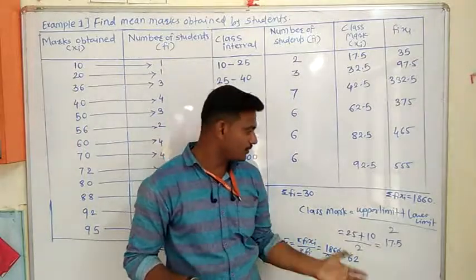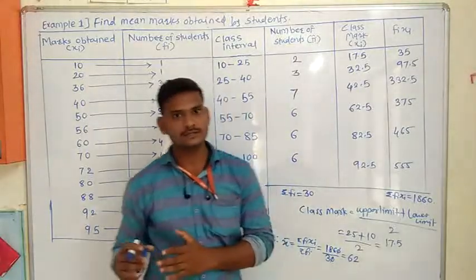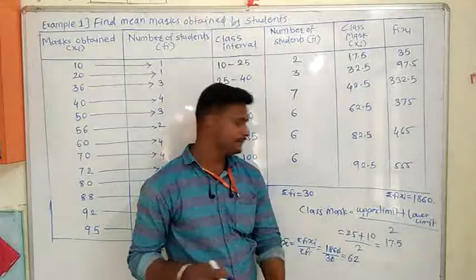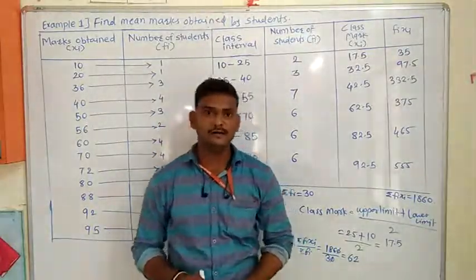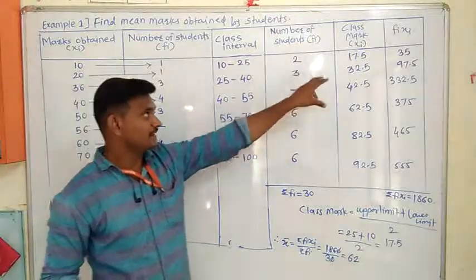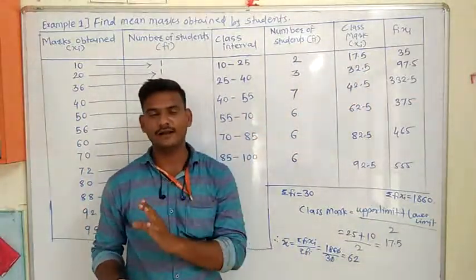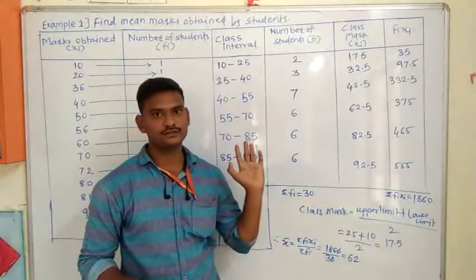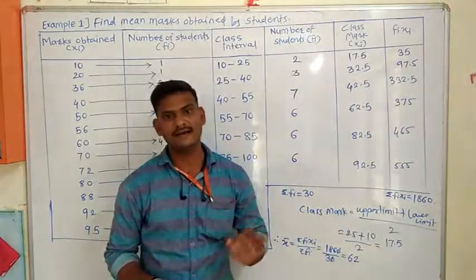And there is one more method, the assumed mean method. That method we will learn in tomorrow's class. Take one example as homework, question number 1. Solve question number 1 from exercise 14.1 using the direct method. Only question number 1 you have to solve. The assumed mean method we will take in the next class. Okay, bye students.